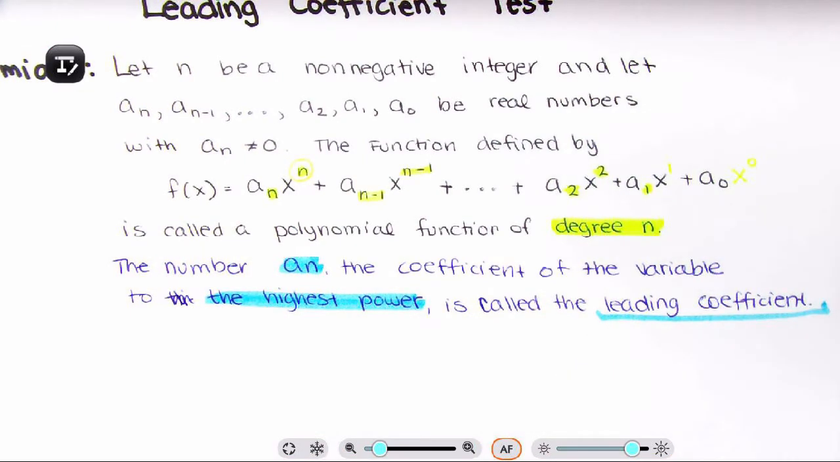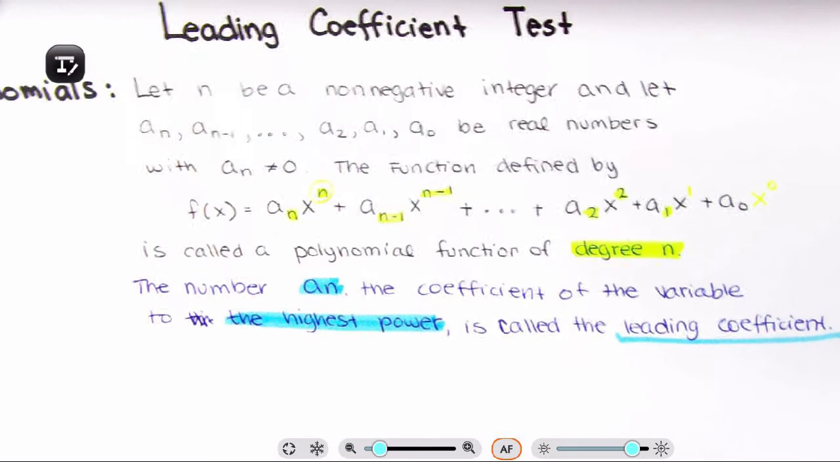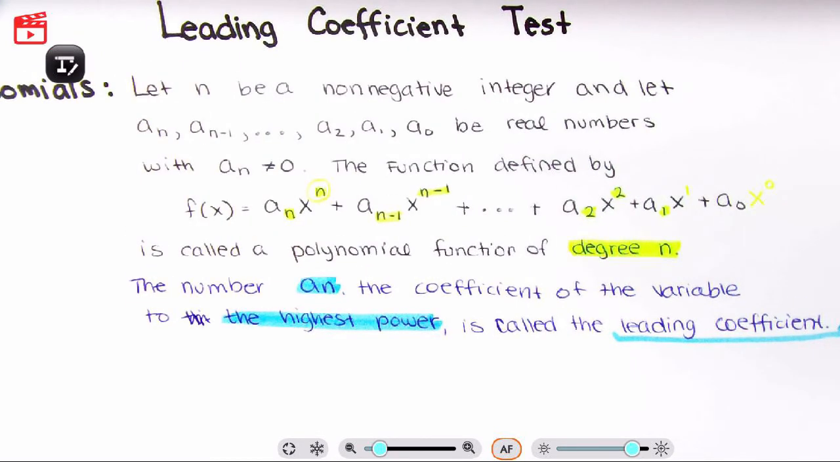Now, the ones that we're going to be working with initially are going to be factored. So whenever things are factored, you're just looking at the coefficient out in front of whatever is factored. Again, we'll do more examples. But if it's not factored, if it's in expanded form, we want the coefficient that is attached to the highest power of the variable. Okay, so let's go ahead and actually do this leading coefficient test.